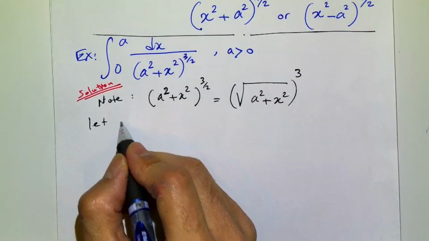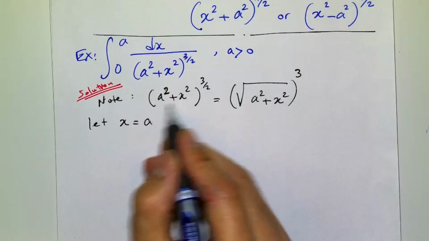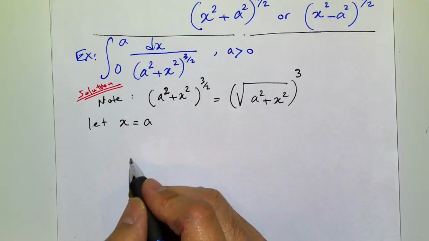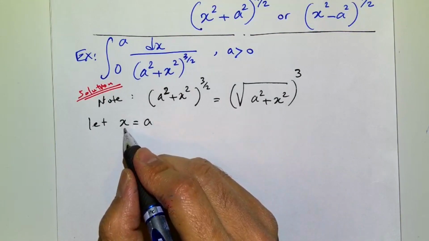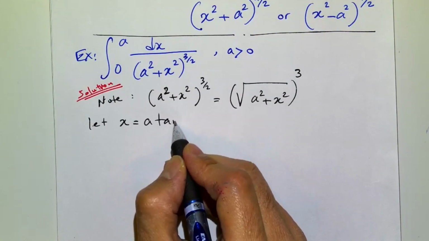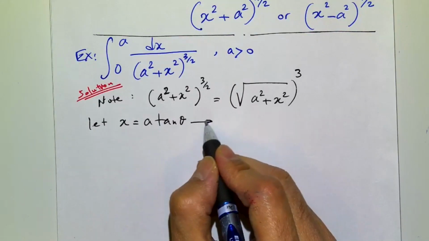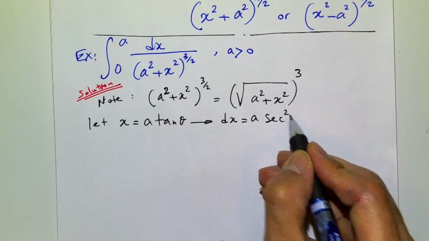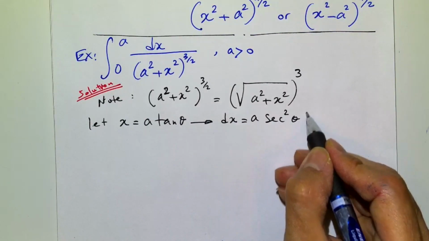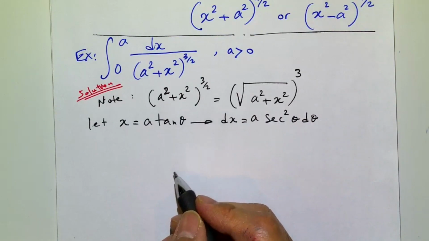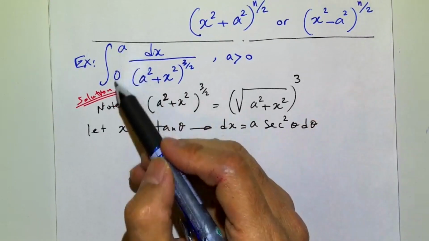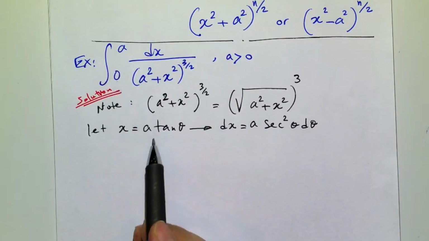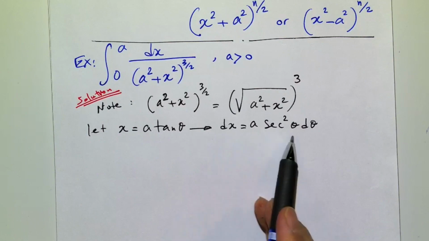So based on that, we want to let x be based on the inside of this term, under the root here, we want to let x be equal to a tangent of theta, which means immediately that dx is equal to a secant squared theta d theta. But remember that this is a definite integral, so we need to convert these limits to the limits that are appropriate for theta.